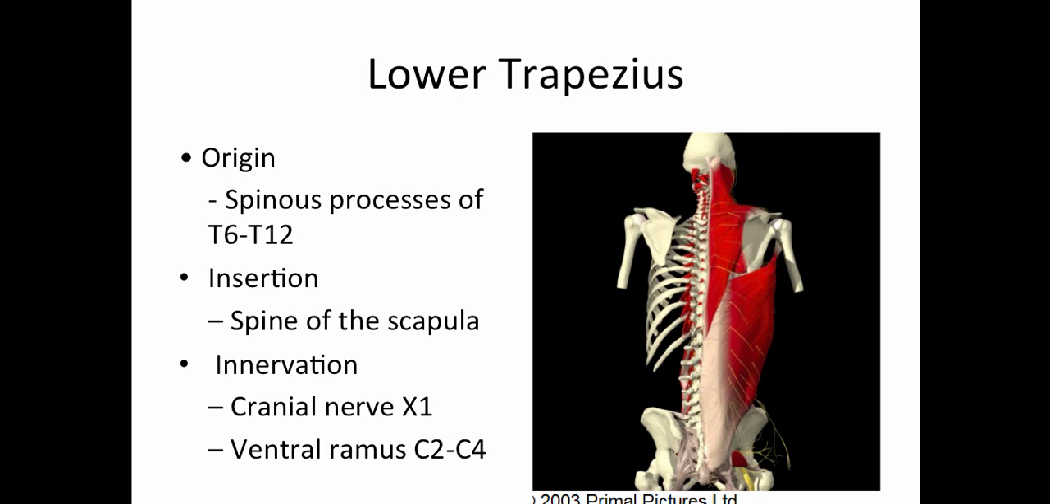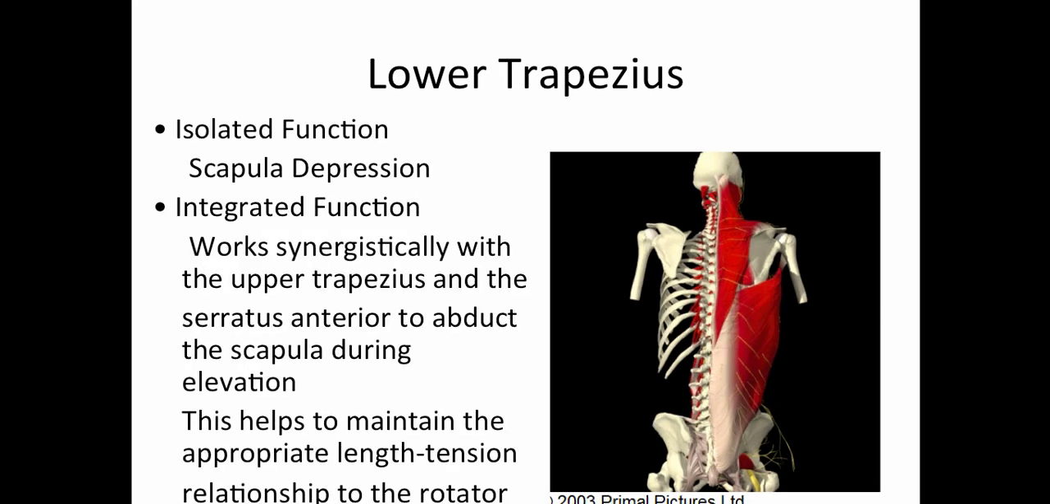The lower trapezius. The origin is at the spinous processes of T6 to T12. The insertion is at the spine of the scapula. The isolated function of the lower trapezius is scapular depression. In an integrated function, it works synergistically with the upper trapezius and the serratus anterior to abduct the scapula during elevation. This helps to maintain the appropriate length-tension relationship to the rotator cuff.